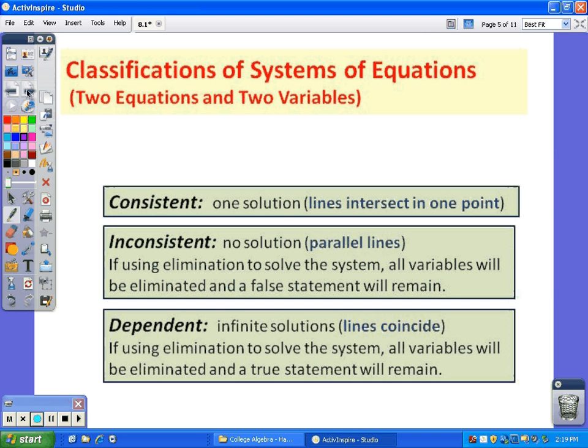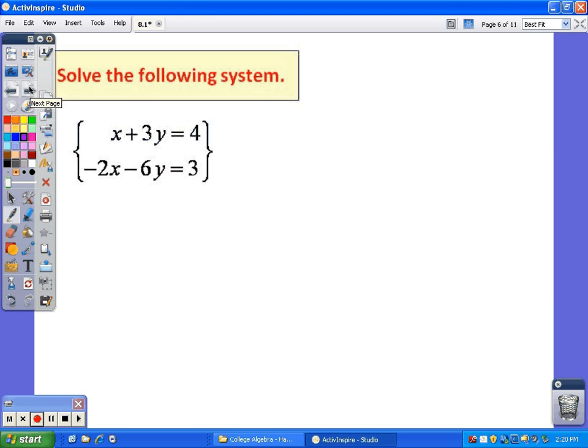We could have a system that's inconsistent. That means they have no solution. That would be that they're parallel lines. And then we also could have a dependent system, a system that has infinite solutions, which basically means the two lines are exactly the same. Now, you're not going to be able to tell this until you actually start working out the problem.